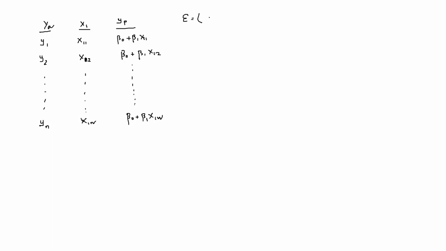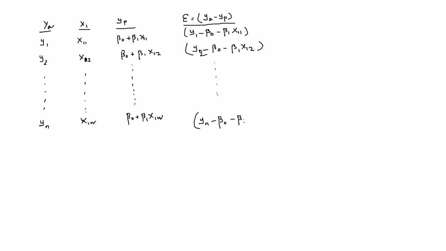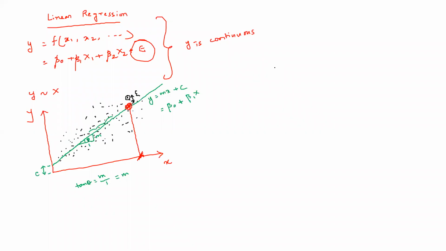My error is y actual minus y predicted values, which is y1 minus beta 0 minus beta 1 x_11, y2 minus beta 0 minus beta 1 x_12. Like that, if I go ahead, then I get y_n minus beta 0 minus beta 1 x_1n. Now the problem is some of the errors are positive, some of the errors are negative.